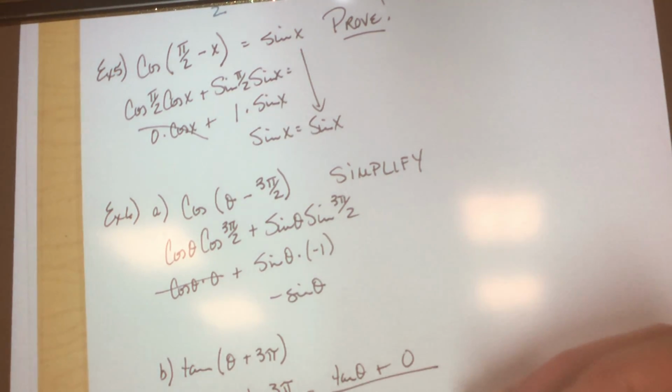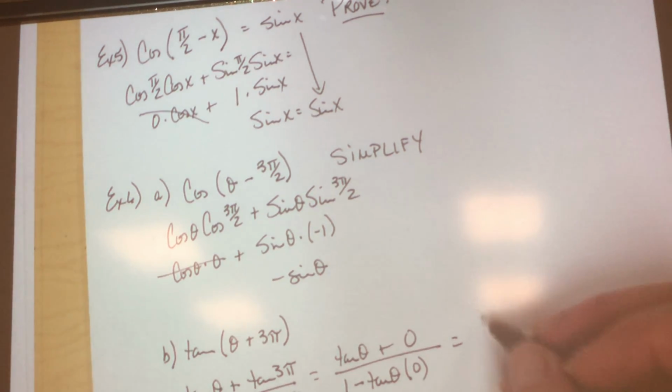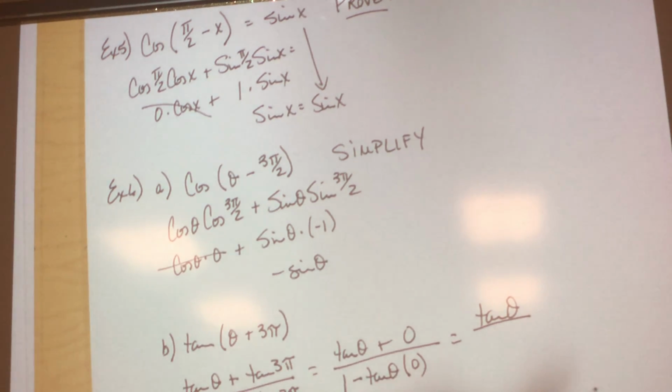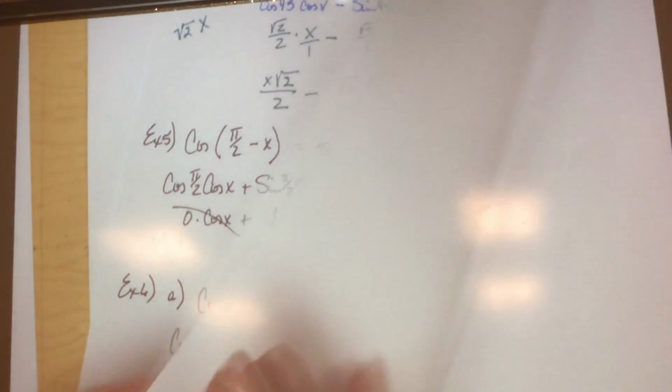0. Over 1 minus tan theta times, what's tan of 3 pi? 0. On the top, what do you get? Tan theta. On the bottom, y'all, this is 0. What's 1 minus 0? Okay? All right. Here's your last one.